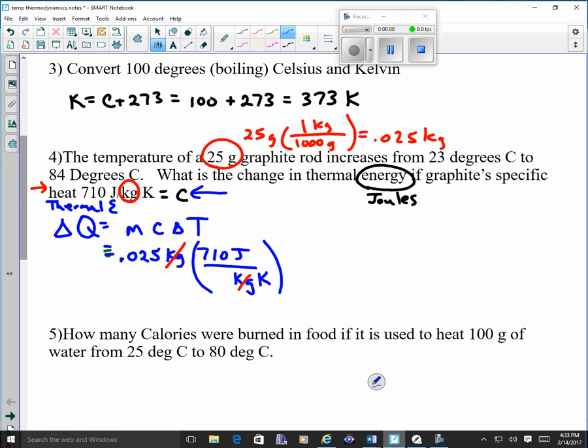Well, the change in temperature is final temperature minus initial temperature. Well, the final temperature is 84. The initial temperature was 23, and that's in K. Well, now my K's are going to cancel out. So that K cancels out with this K. And you end up getting an answer of 1,082.75-ish joules.